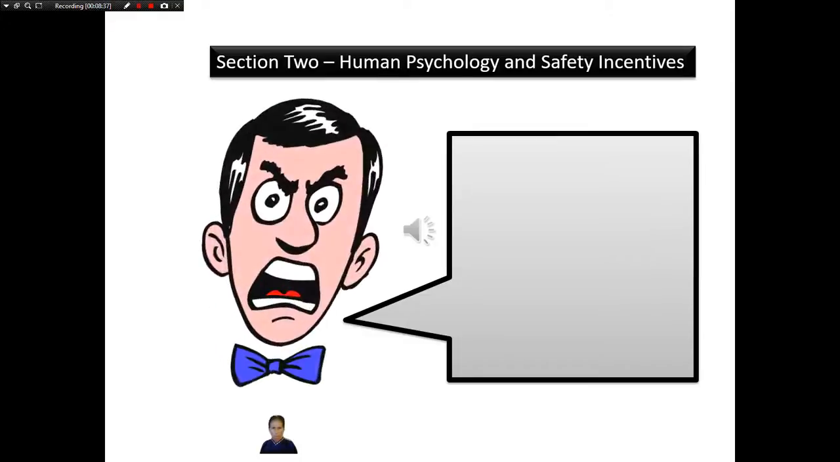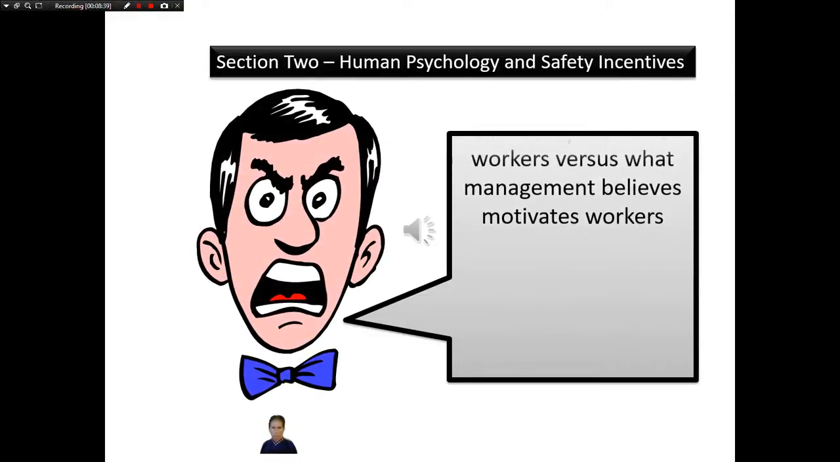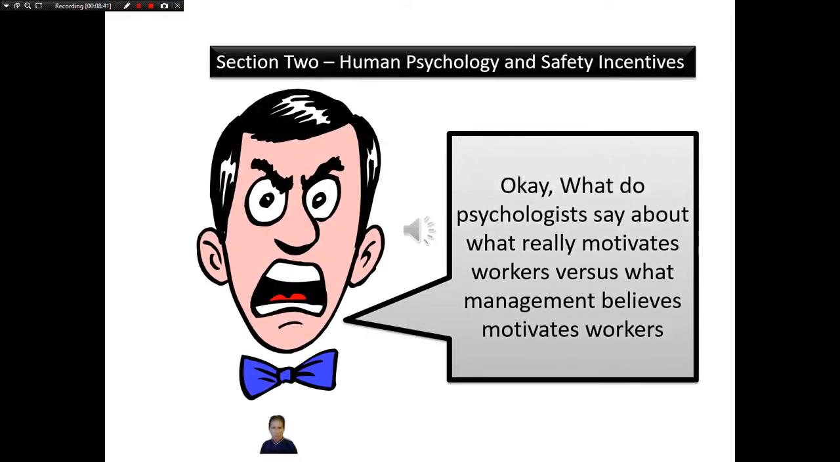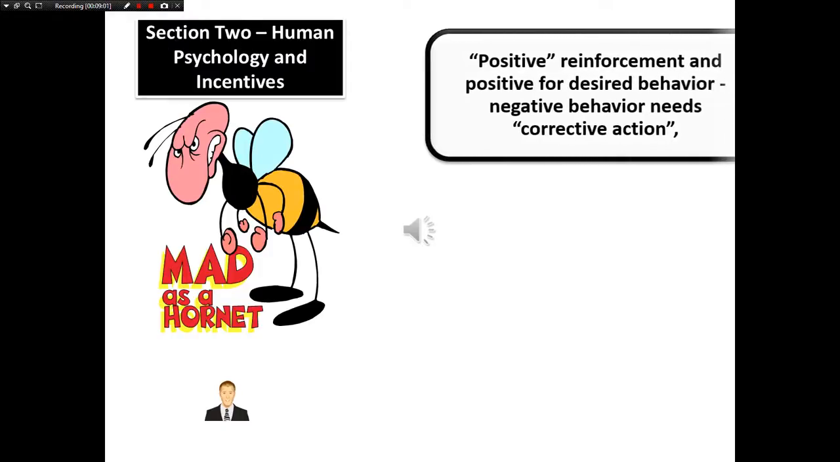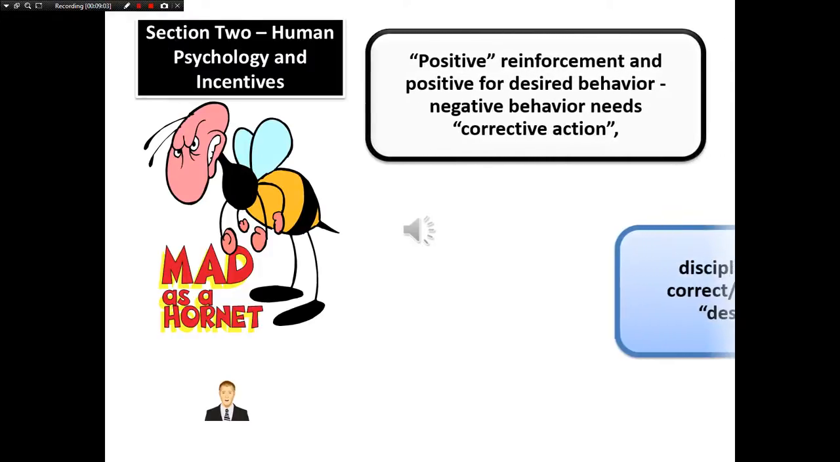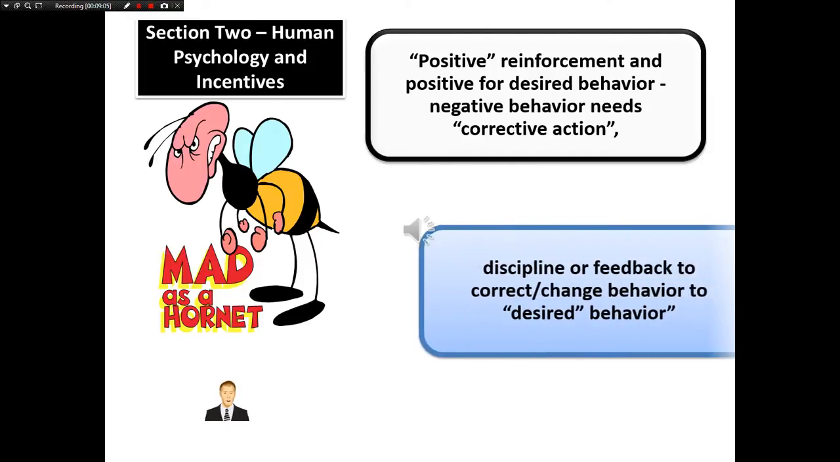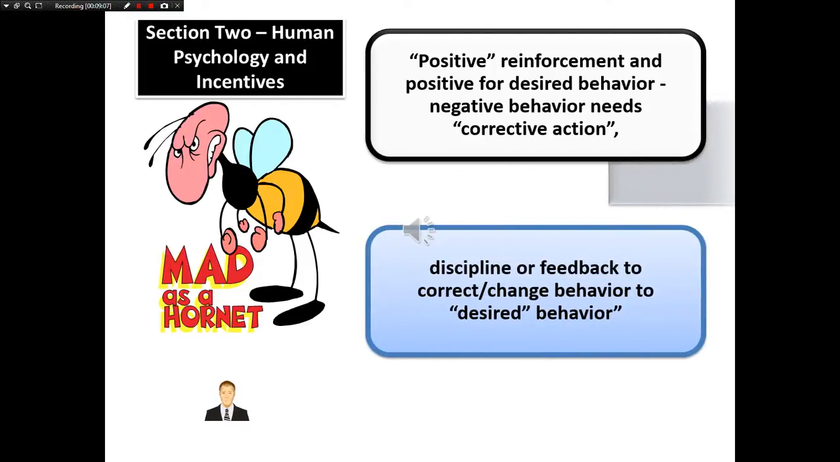Okay, what do psychologists say about what really motivates workers versus what management believes motivates workers? Positive reinforcement for desired behavior. Negative behavior needs corrective action, discipline or feedback to change behavior to the desired behavior.